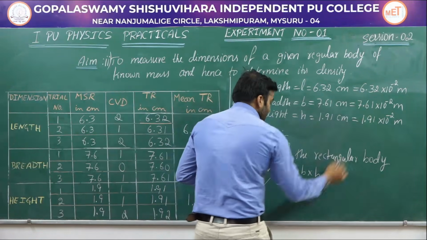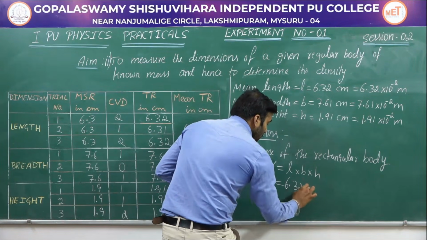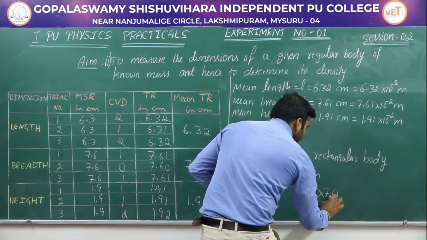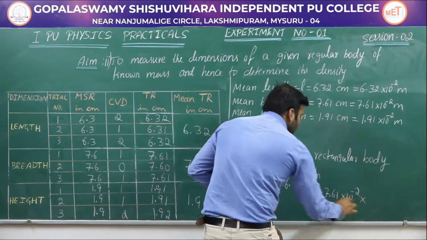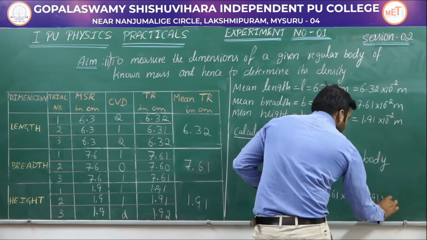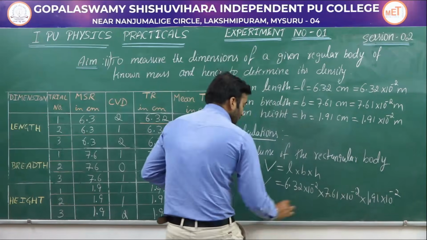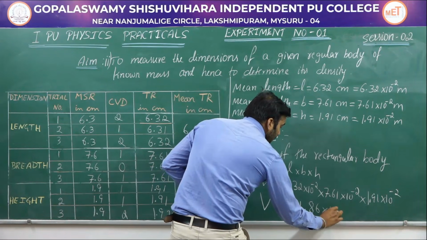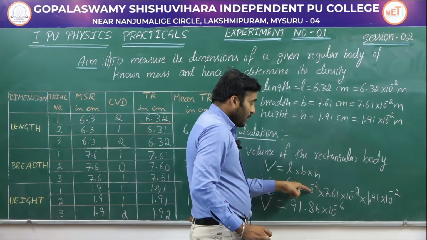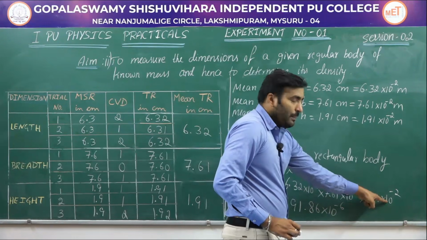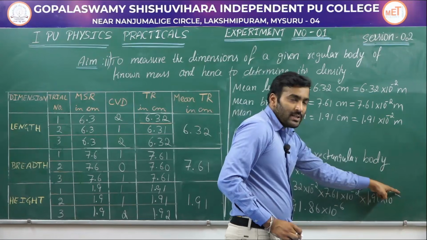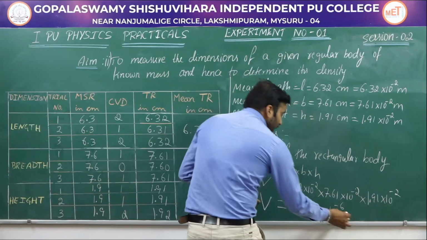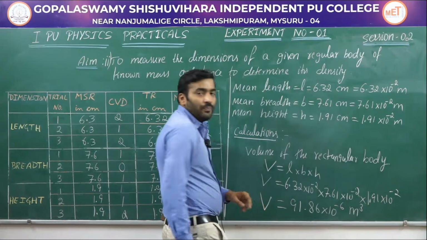Let us multiply this in SI units. This is 6.32 into 10 power minus 2 into 7.61 into 10 power minus 2 into height is 1.91 into 10 power minus 2, and if you multiply this, what you will get is 91.86 into 10 power minus 6. So here you have 10 power minus 2 into 10 power minus 2 into 10 power minus 2. Therefore, this becomes 10 power minus 6. So we have just multiplied these numbers. And the unit of volume is meter cube.